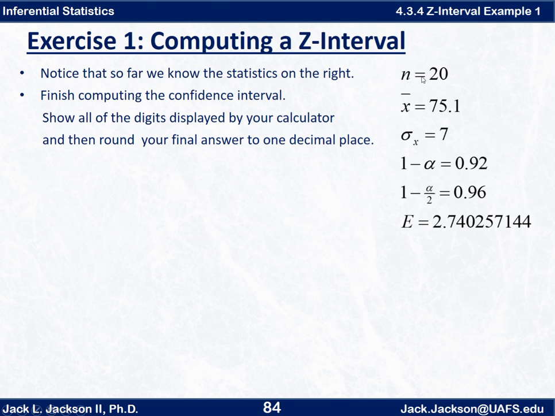Okay, so here's what we have so far. n equals 20, x bar is 75.1, sigma of x is 7, 1 minus alpha is 0.92, 1 minus alpha over 2 is 0.96, and here's E, 2.74, etc. And we have this value stored as E in our calculator. Now, just finish up and compute the confidence interval. First show all the digits displayed by your calculator, and then round off your final answer to 1 decimal place. Okay, go ahead and do this now.